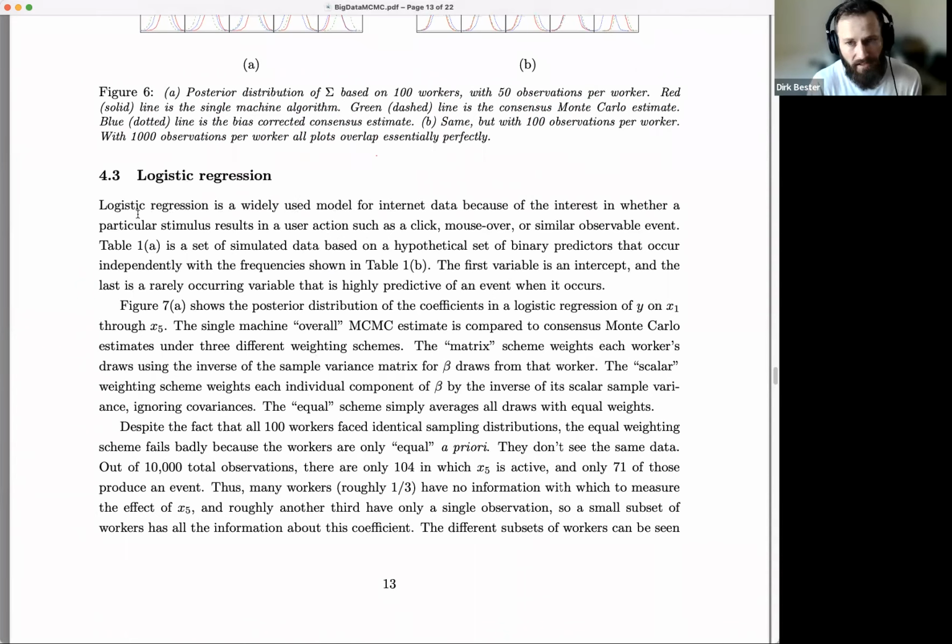Again, because this was developed at Google, they have this example: logistic regression is a widely used model for internet data, because you want to see when someone clicked or moused over or whatever. You're trying to estimate events. What influences events? They care about clicks because if they know who's going to be more likely to click on an ad, it means you can charge more for that ad in the way that you do the auctioning.